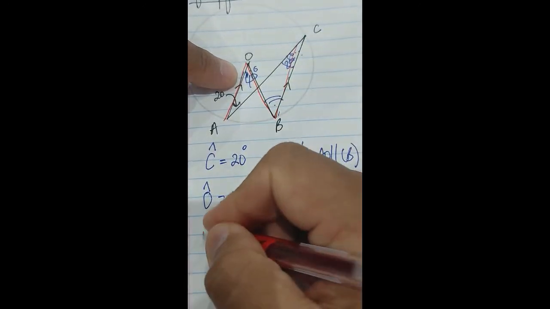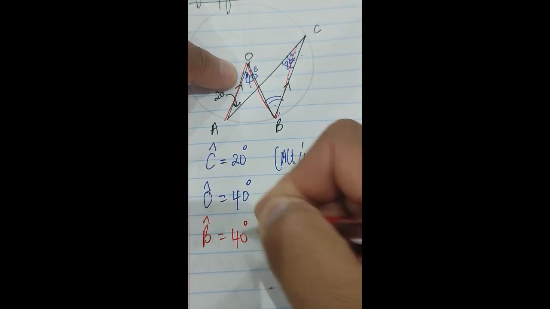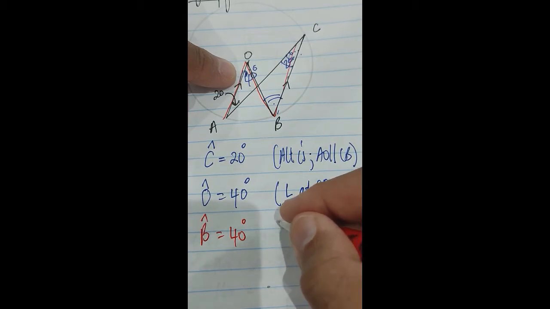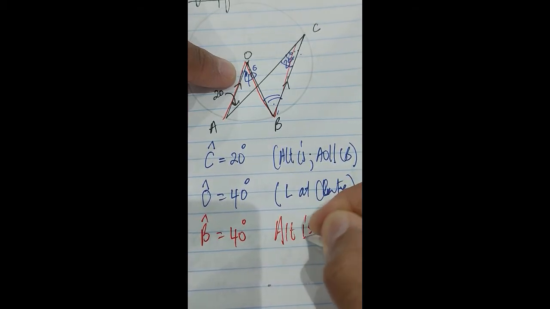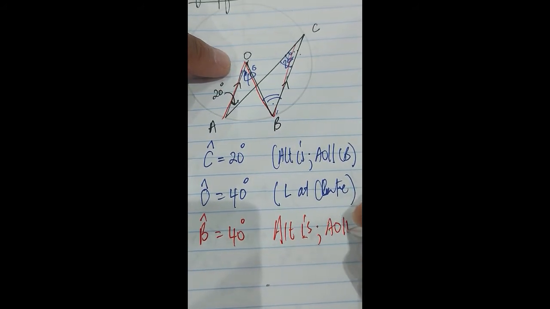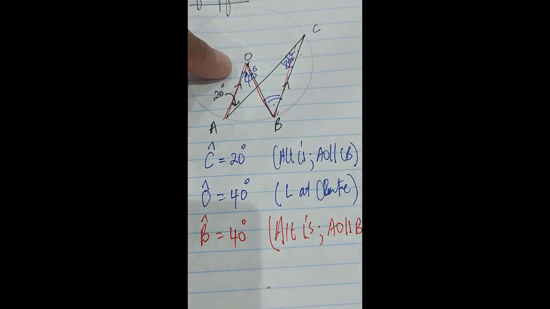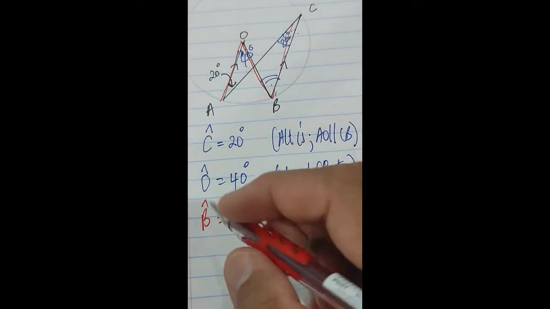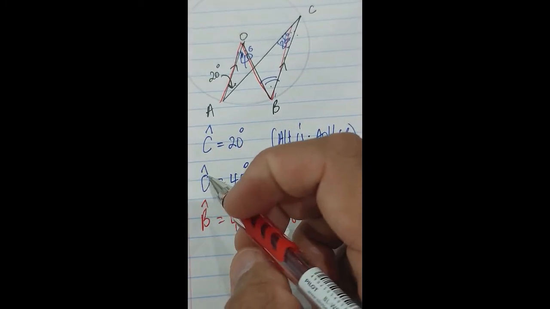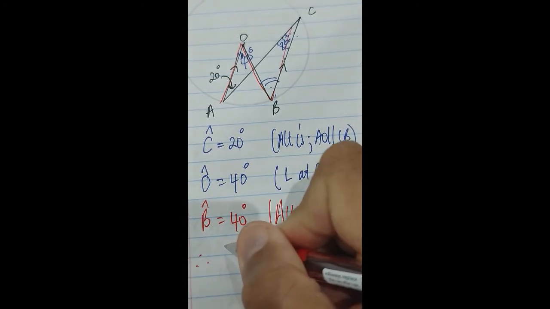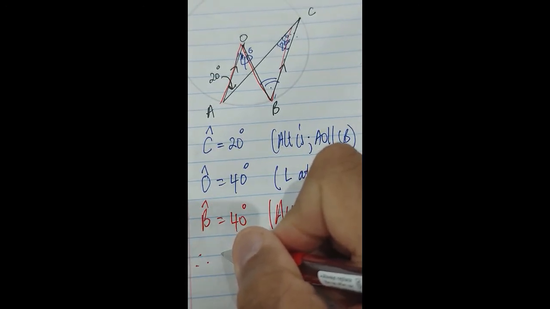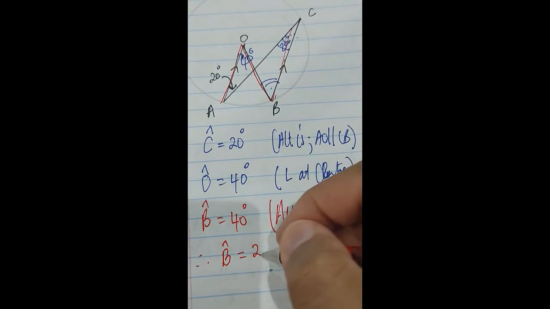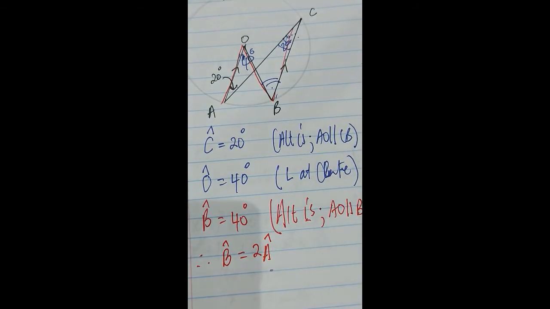So angle B now is equal to 40 degrees. Why? Because it's alternate angles, with AO being parallel to BC. AO is parallel to BC. And now in conclusion we can say, therefore, angle B is equal to double or twice angle A.